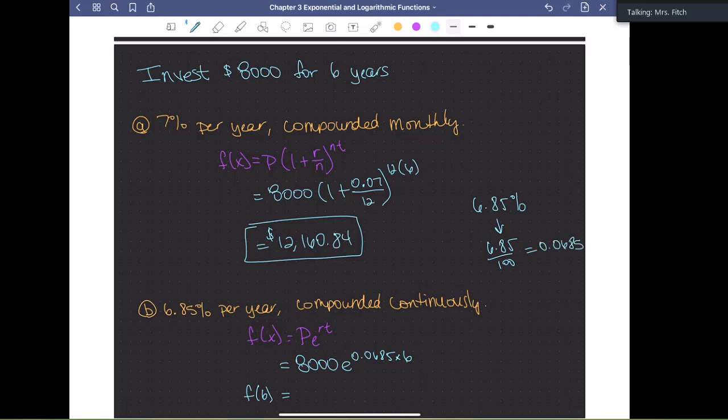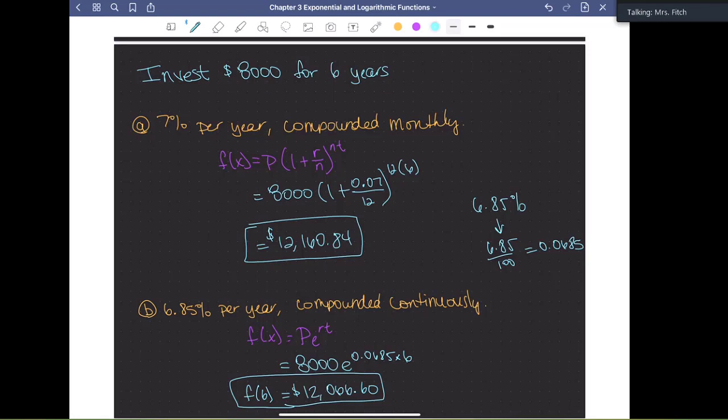And I think we get $12,066.60. So should you choose option A or option B? In this one we should pick option A, right? Sound like a plan?